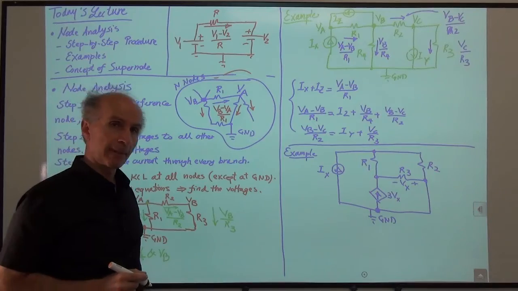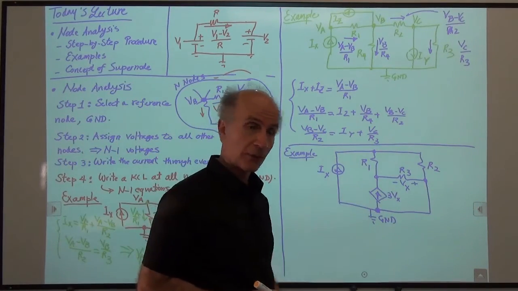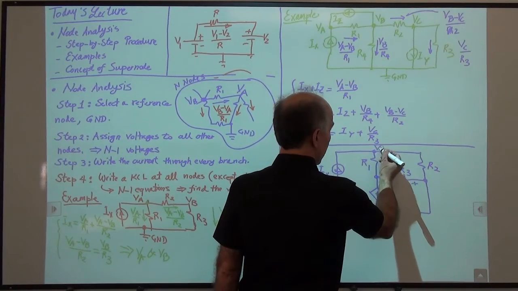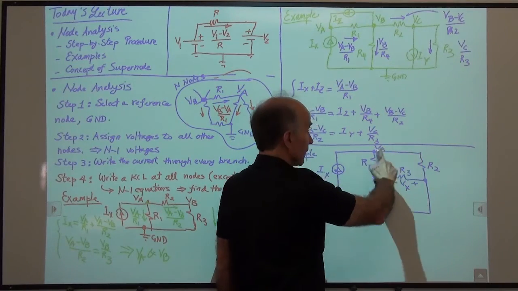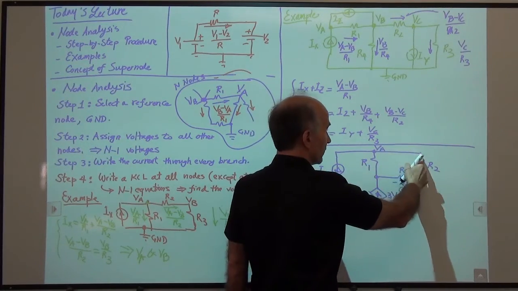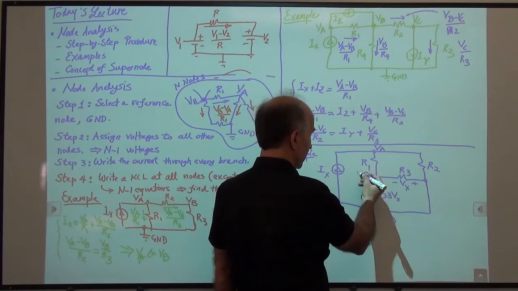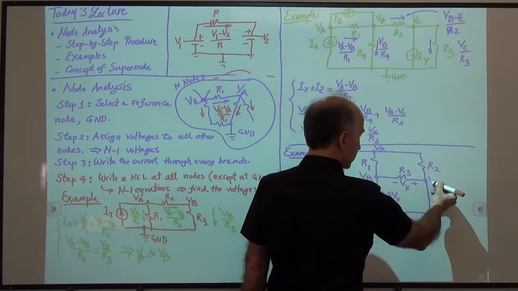Step number 2, assign voltages to all the other nodes. So we have a node here. Let's call this VA. Is this a separate node? No, these are all connected by a piece of wire, so this is just one node here. How about this one? That's another node. Let's call that VB. And then this is another node. Let's call that VC.